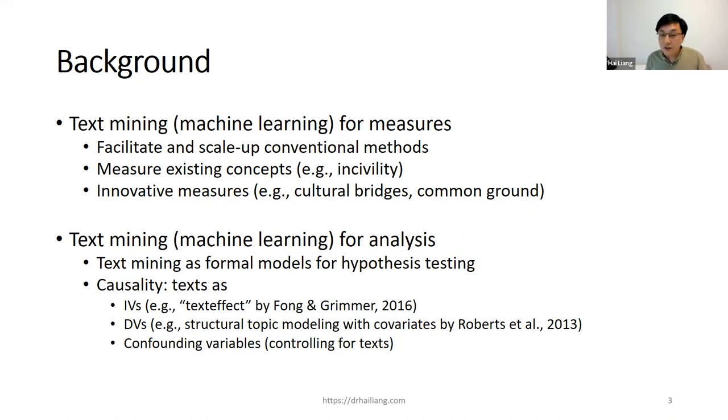So this is a conventional way, but in the text effects model, when we consider the text as IVs, we don't assume that there is something like that. We just assume there are some latent text features. We don't know what they are, okay? Those latent features can actually predict the popularity of the tweets, and the model is what detects those latent features.